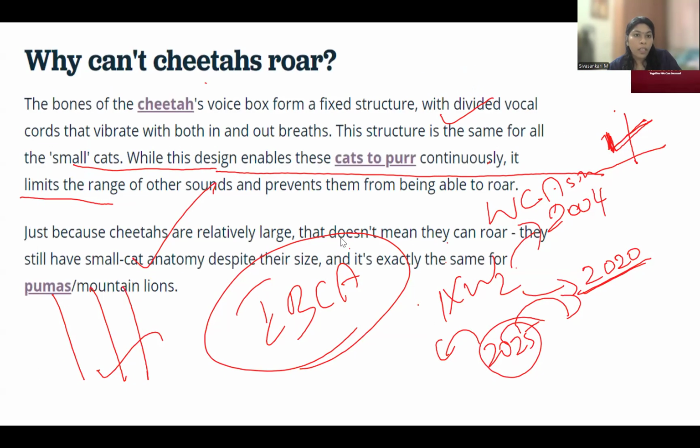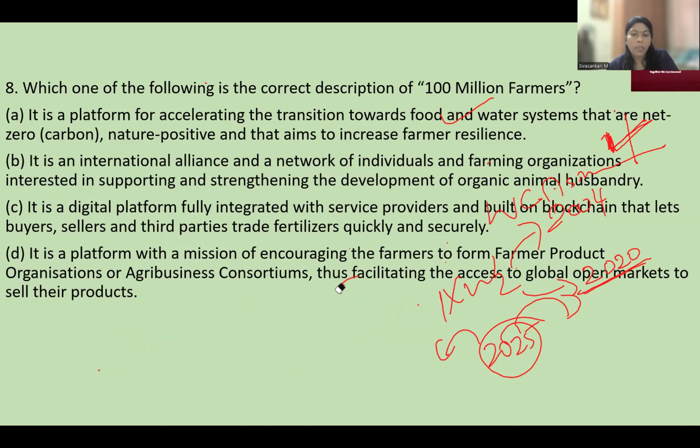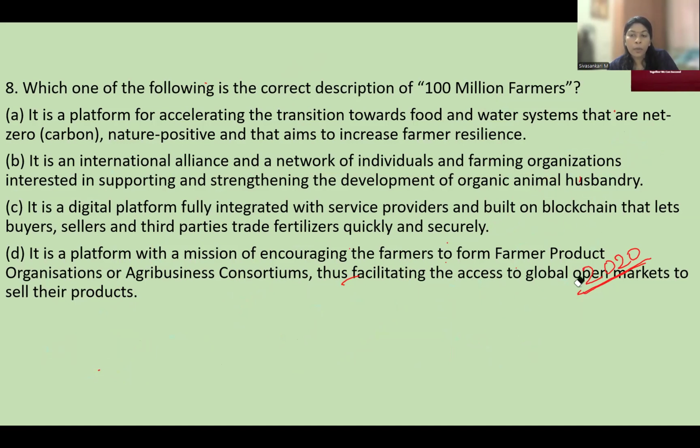See this. Which one of the following is the correct description of 100 million farmers? So this question, it's not a current affair. It's a general knowledge question. And mostly in the environment books, you will not be finding this except in the current affairs materials. In 2021 itself, they launched this project.